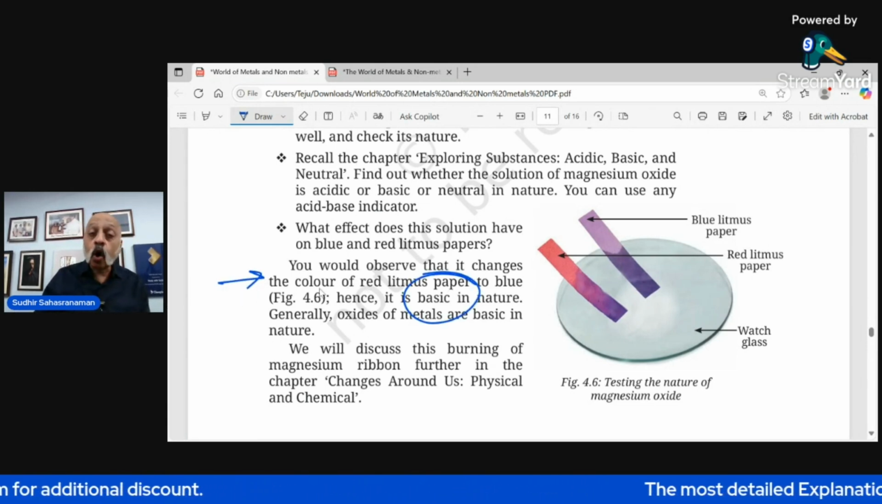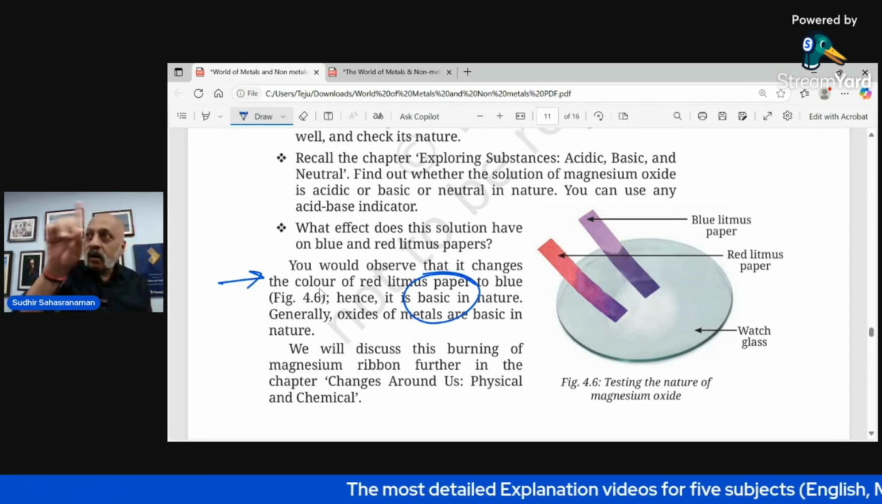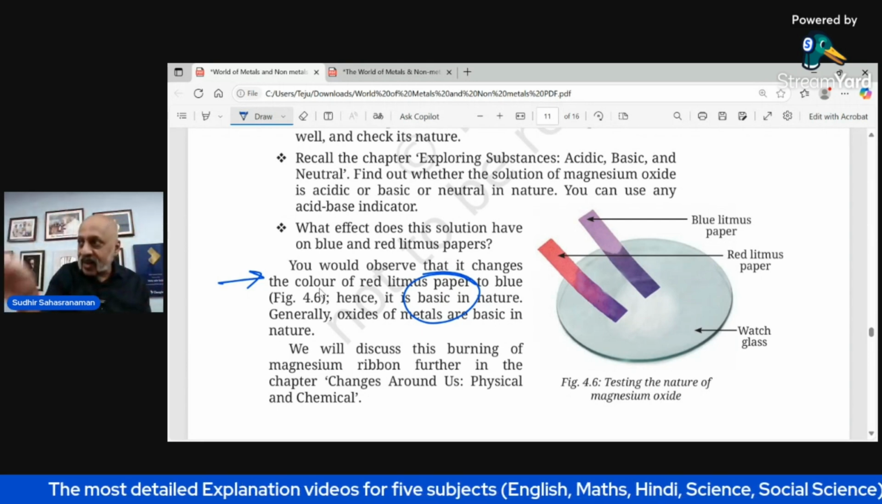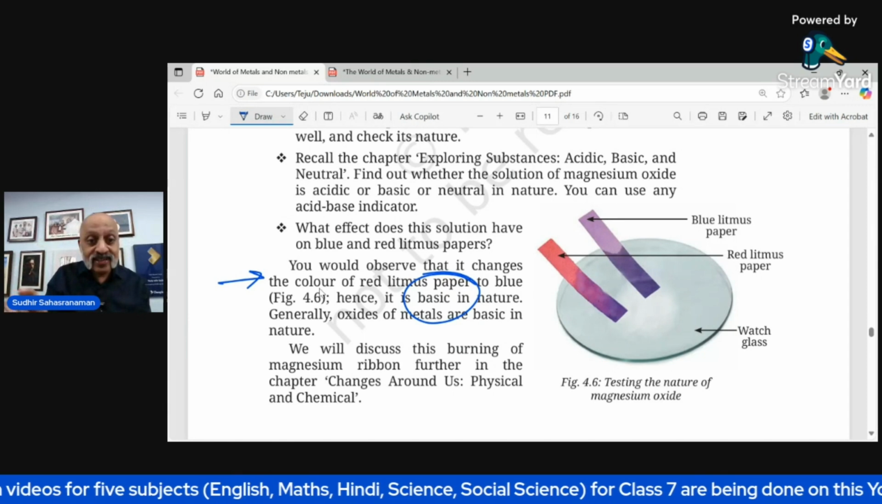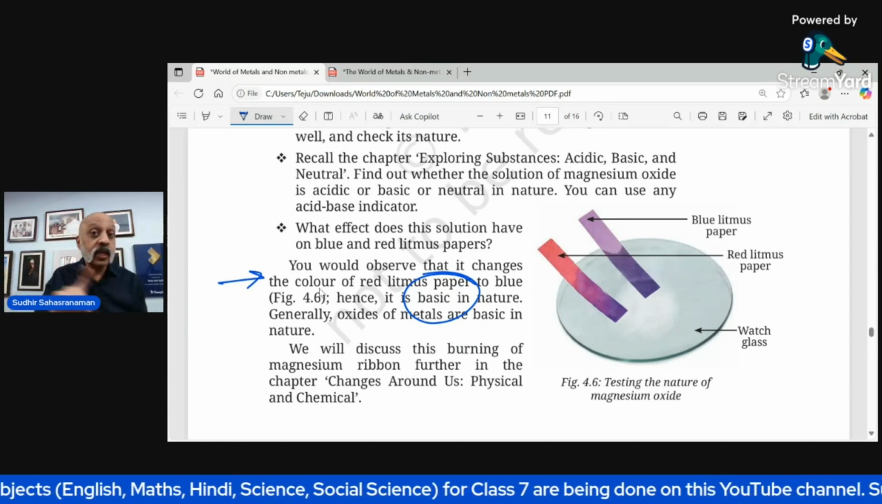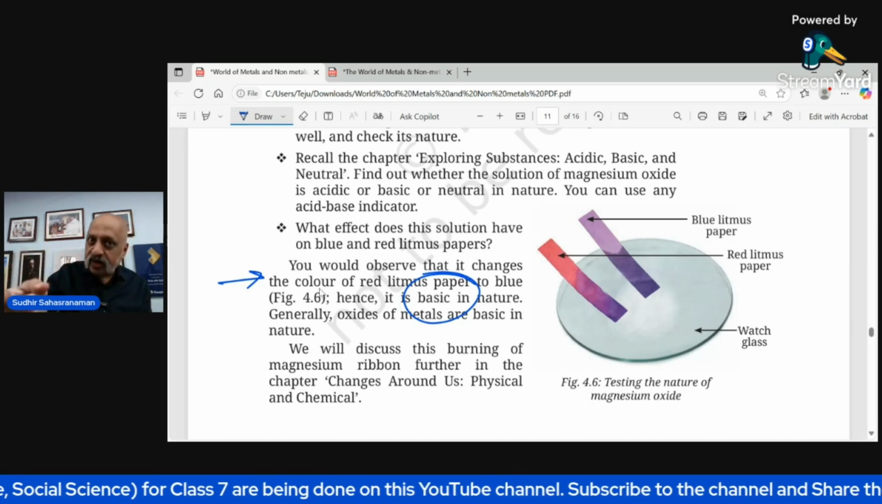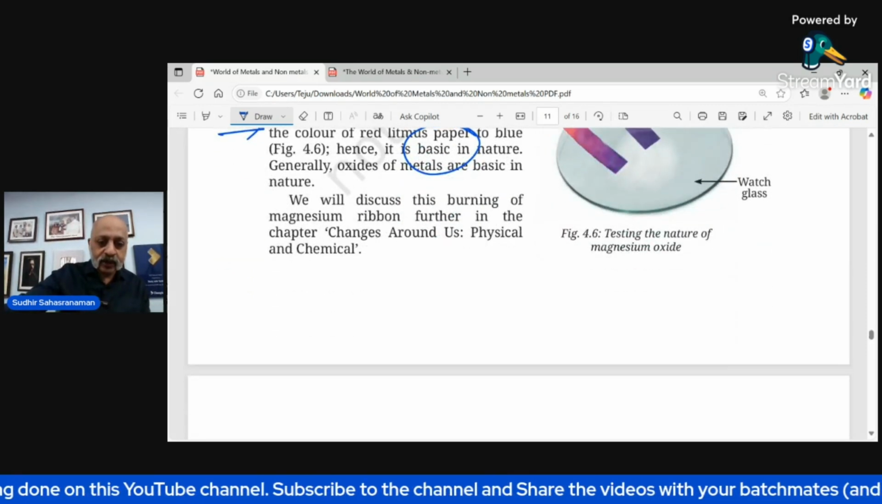So that means that an oxide is formed when a metal reacts with oxygen. Magnesium reacts with oxygen to form magnesium oxide. So oxides of metals are basic in nature. They are not acidic in nature. So that is something which is there. We will read about this in more detail in the next chapter. I will show you a figure at that point in time.